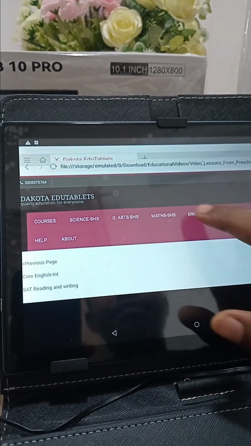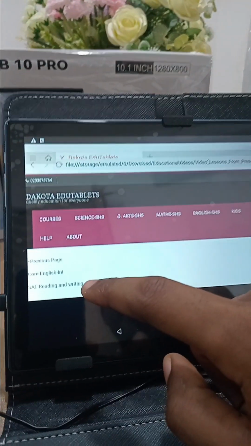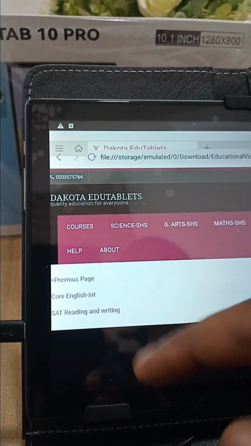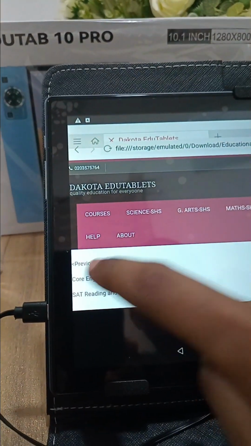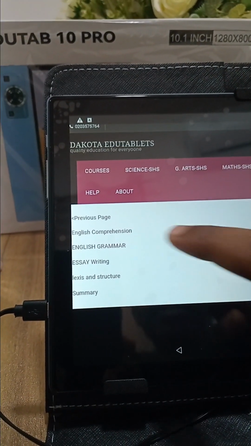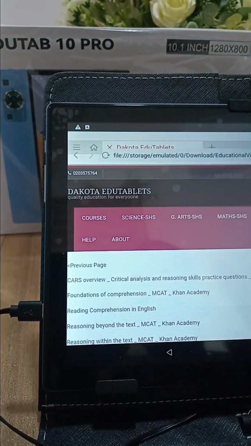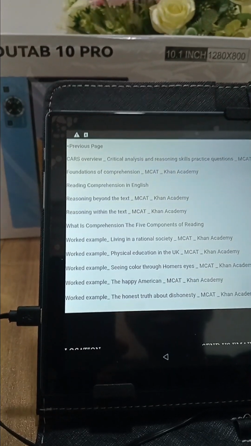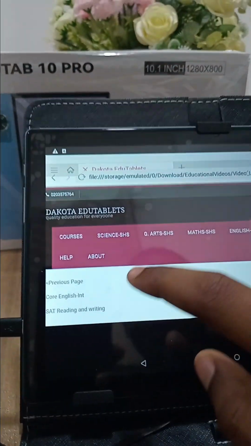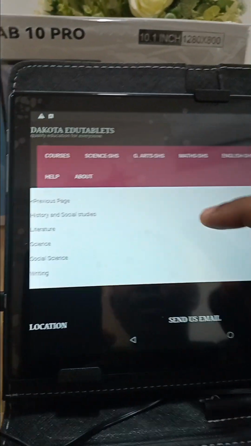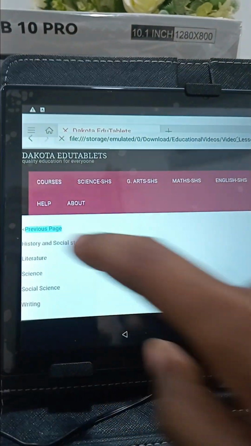We come to the English part as well. We have core English here. We have the SAT reading and writing. So even if your child wants to write the SAT after WASSCE, this particular information will help the child as well. We have English comprehension, English grammar, essay writing, lessons and structure, and we also have summary writing. All of them here. Reasoning within the test, all of them here. So coming to the SAT, we have history and social studies, literature, science, social science, and writing. All of them here.